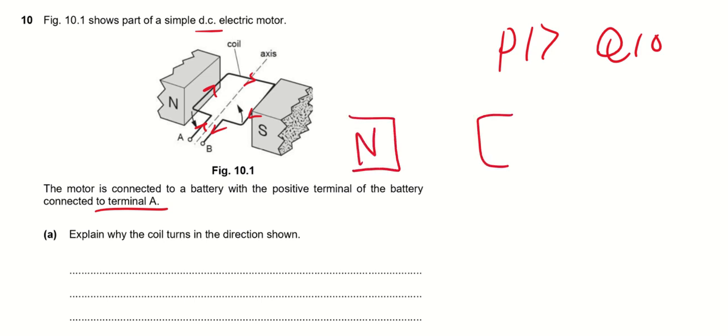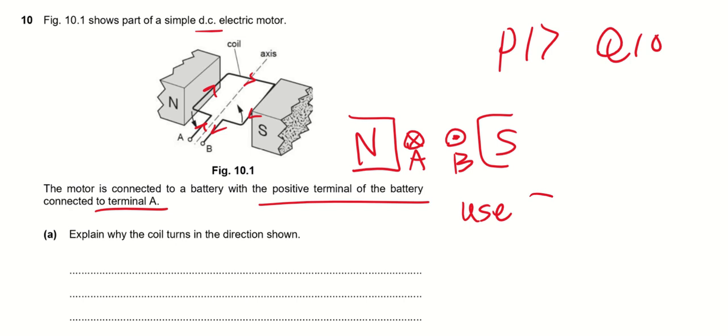North, south, A, B. B is dot or cross? A is cross. This was provided. They give us the direction of current. Then we have to work out what is the direction of the force on B. So what do we use? Fleming left hand rule. So this one should go up. This one should come down.